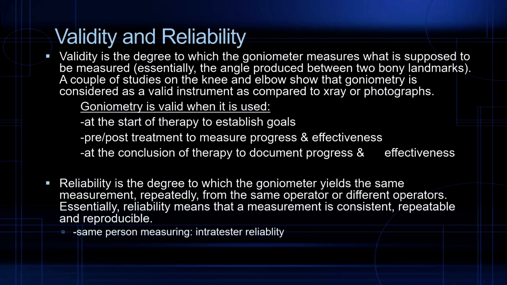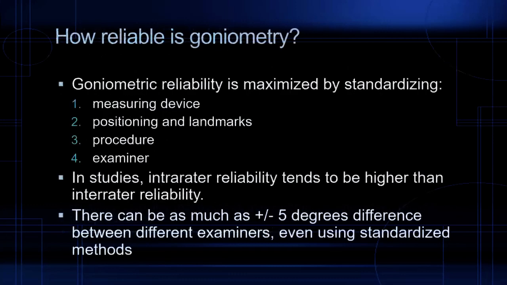So that's validity. Now, reliability, by definition, is the degree to which the goniometer yields the same measurement repeatedly from the same operator or different operators. Essentially, reliability means that a measurement is consistent, repeatable, and reproducible. So, to increase reliability and to reduce the amount of error when you're taking a range of motion measurement, it is ideal to have the same therapist measuring at all times.